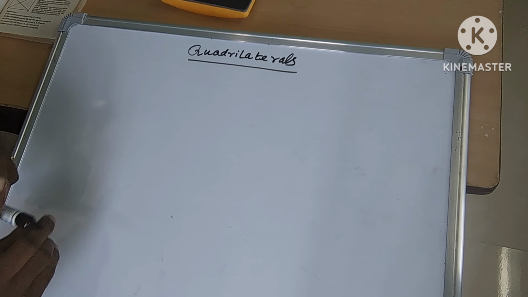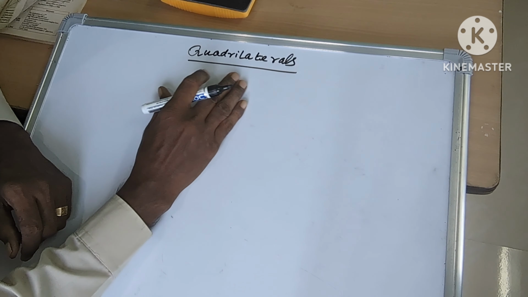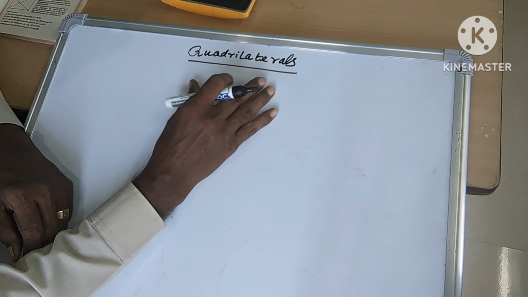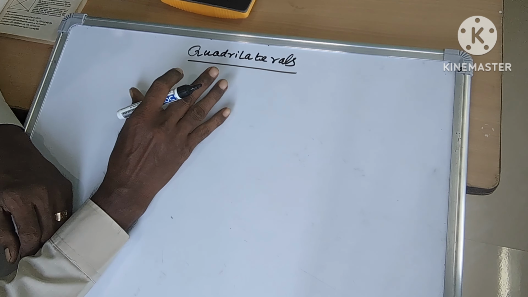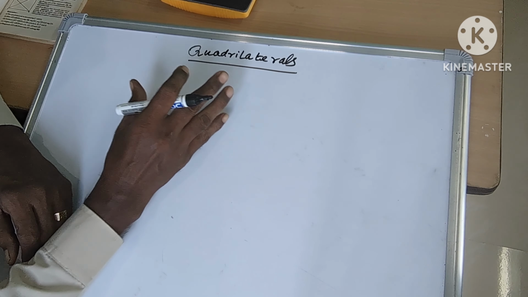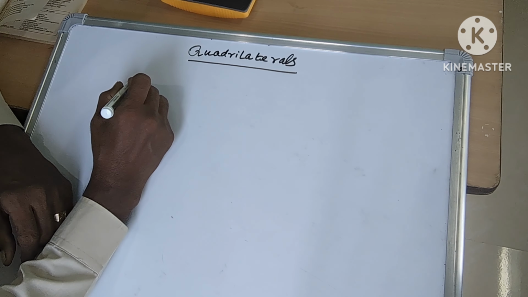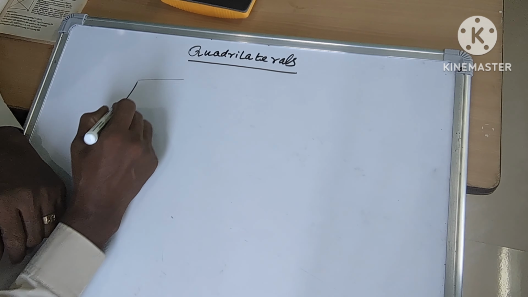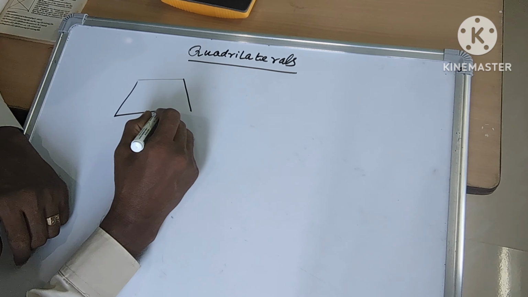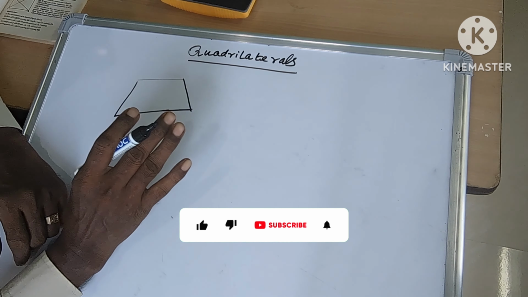Good morning, friends. Today we see about quadrilateral. Quadrilateral means a region or a figure surrounded by four segments. Say, for example, this is one. This is a quadrilateral. We have four sides.